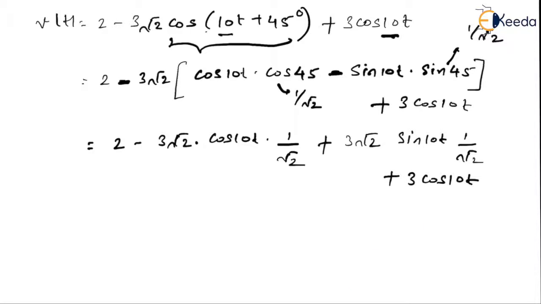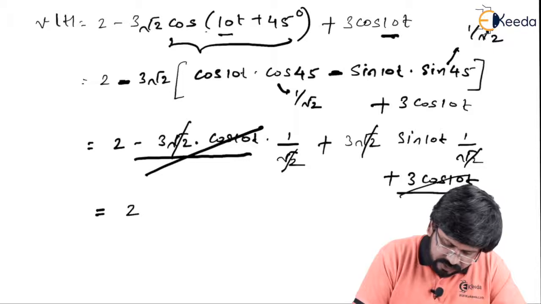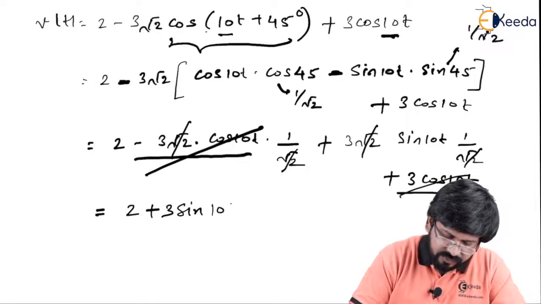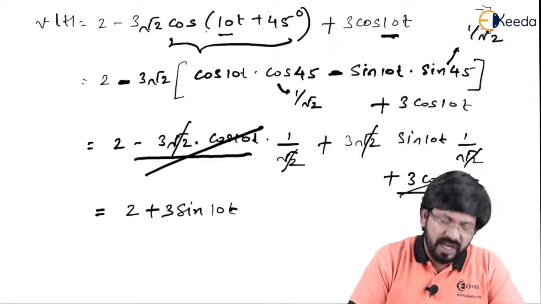So here you can see root 2 is getting cancelled, root 2 gets cancelled. Also now this term, that is minus cos 10t and plus 3 cos 10t may get cancelled. So even these two terms gets cancelled. So the remaining term is 2 plus 3 sine of 10t. So this is the final series now we have.